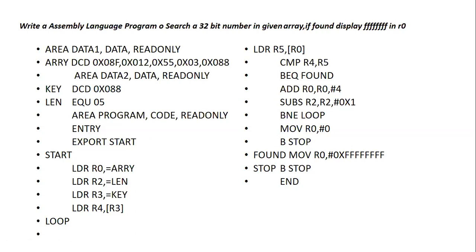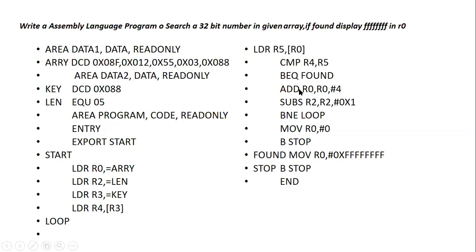So immediately what we need to do, we have to go for found: move R0, comma. If a number is found, we have to display FF in the R0 register that we will be moving. Suppose we are not having the number that has to be searched, meaning the number is not found.